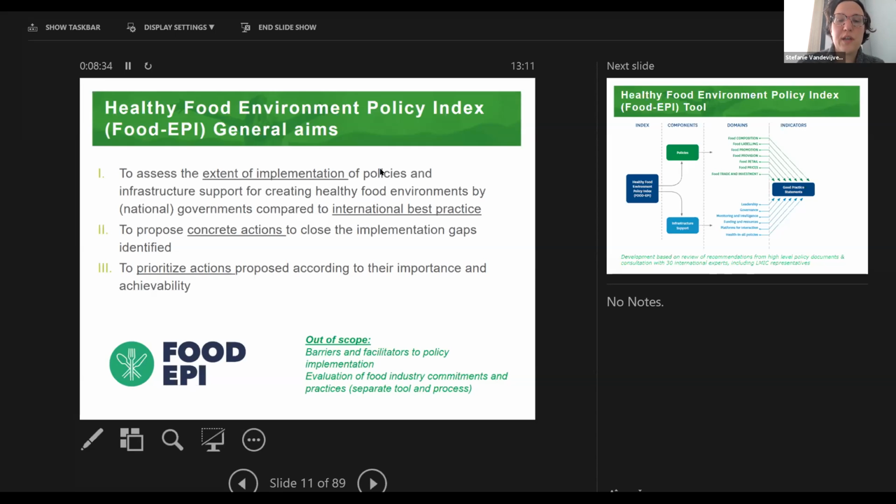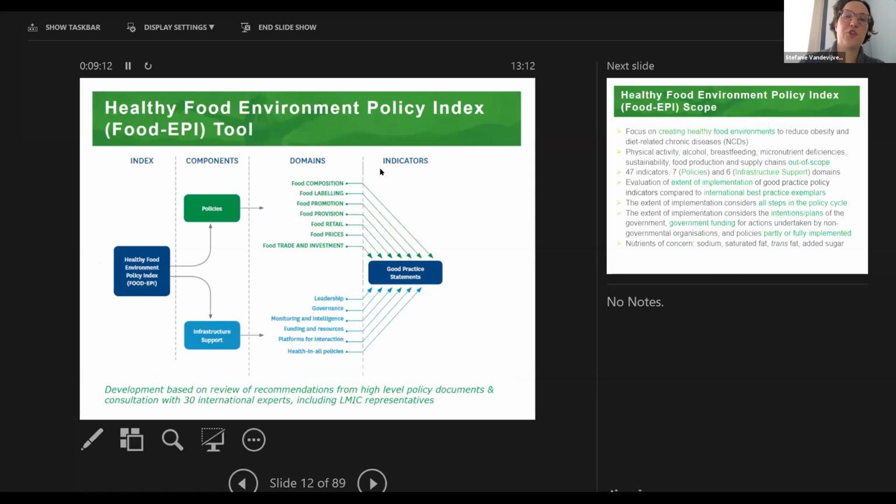Industry commitments and practices are not included. There's a separate tool for that. The Healthy Food Environment Policy Index is really looking at government policies and an evaluation of government action. What's also not included, which doesn't mean it's not important, it's actually very important, is looking in depth at the barriers and facilitators to policy implementation. That requires different tools and processes, and that's not necessarily part of the Food-EPI. The Food-EPI just looks at what the gaps are.